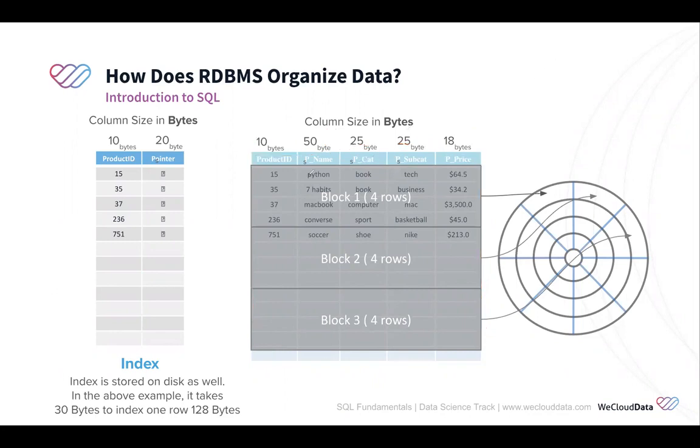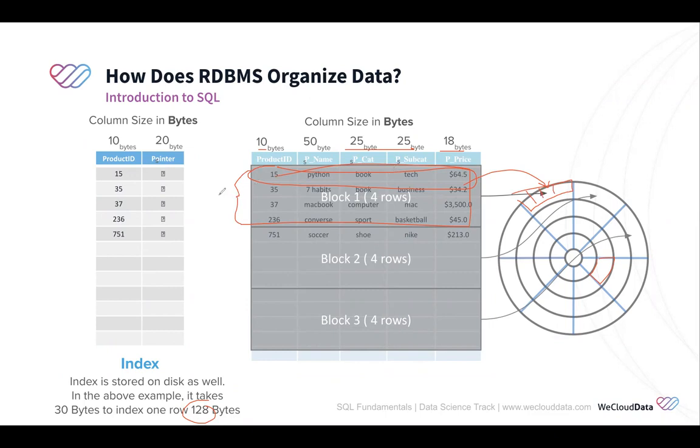And then we can calculate how much space we need to store one row, right? It's 10 bytes plus 50 plus 25, 25 plus 18. That's 128 bytes, okay? And we know that one block allows us to store 512 bytes, right? So that means one block allows us to store 4 rows, okay? So the 4 rows here get stored in one block here. This entire block allows us to store 4 rows, right? Row number 1, row number 2, row number 3, and 4.